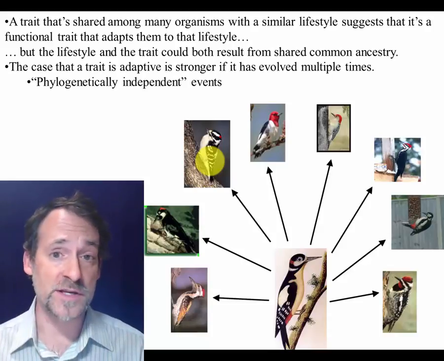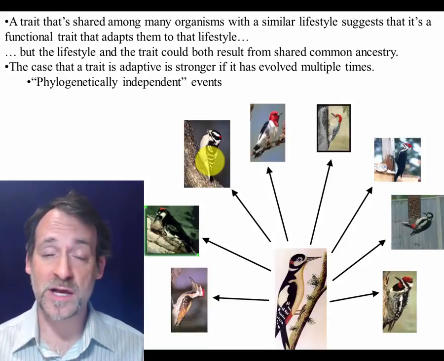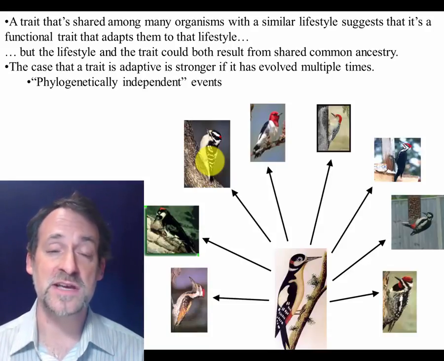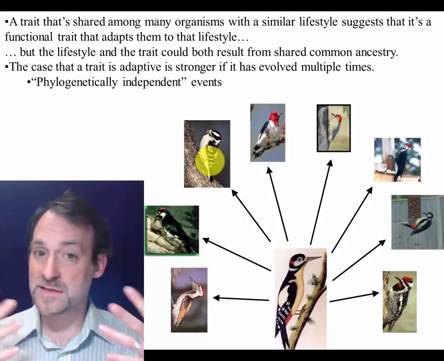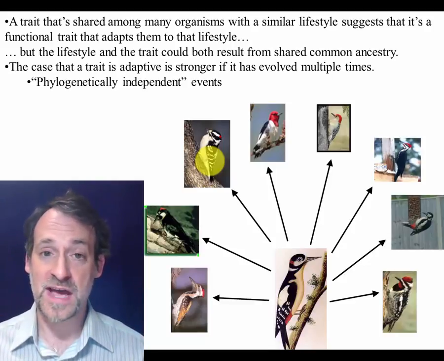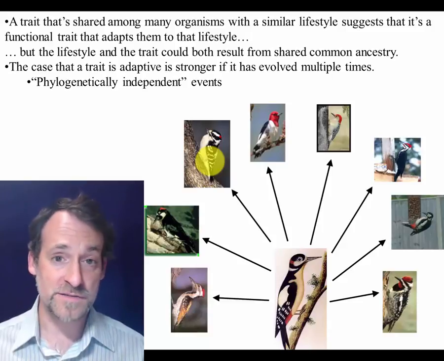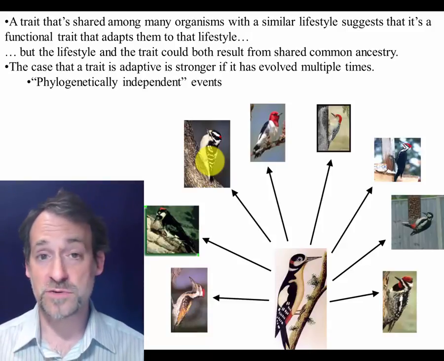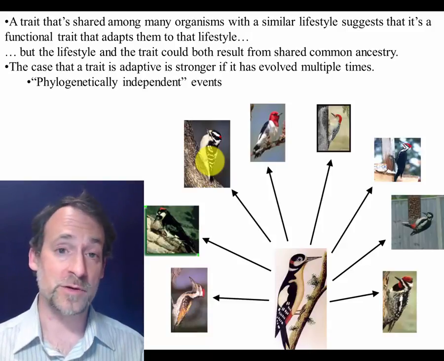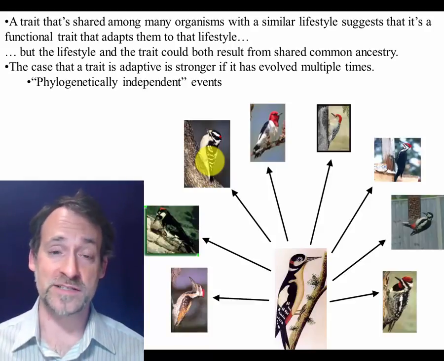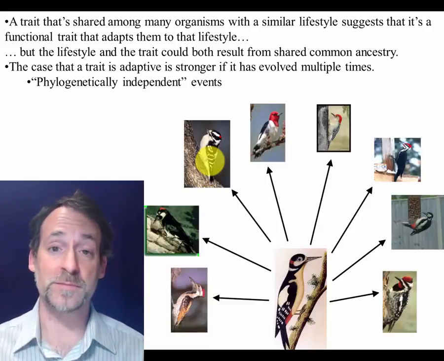And a great example of this would be that streamlined body shape that we saw in seals and penguins and lots of other organisms that live aquatic lifestyles. Many times terrestrial organisms have evolved to become aquatic, and they pretty much always take on that streamlined shape when they do so.